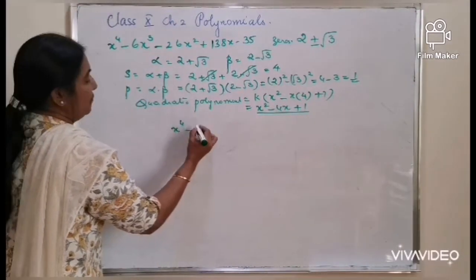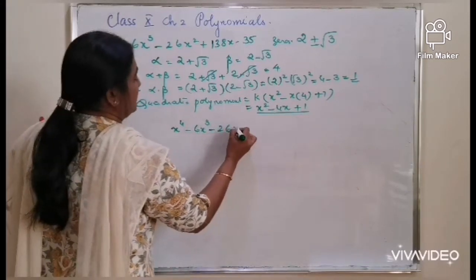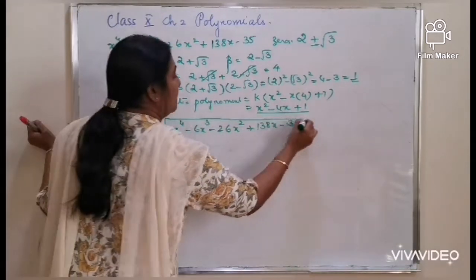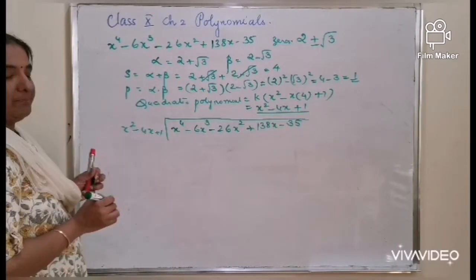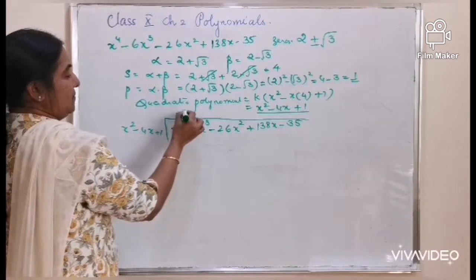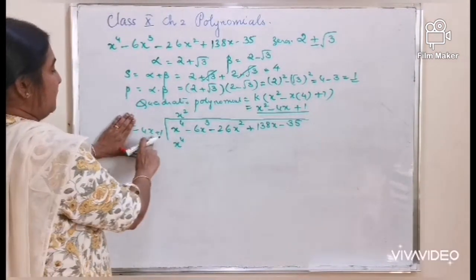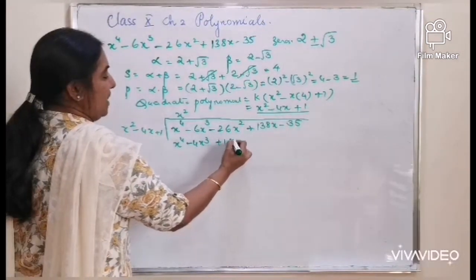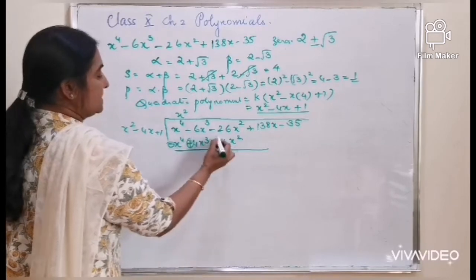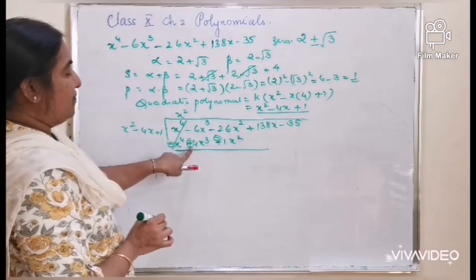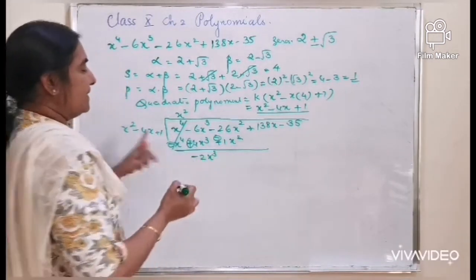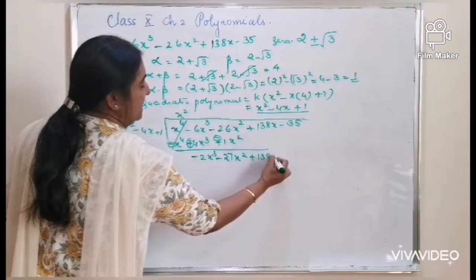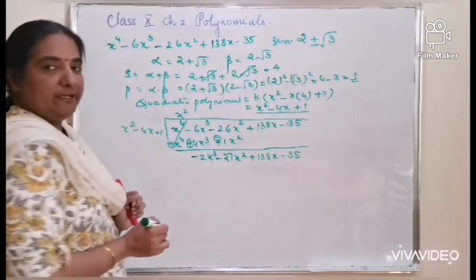The polynomial x raised to 4 minus 6x cube minus 26x square plus 138x minus 35 is divided by x square minus 4x plus 1. X raised to 4 by x square is giving you x square. X raised to 4 minus 4x into x square is minus 4x cube. Plus 1 into x square is plus 1x square. Change the sign, change the sign, change the sign. Minus 6x cube plus 4x cube is giving you minus 2x cube. Minus 26x square minus 1x square is minus 27x square. The remaining terms are plus 138x minus 35.